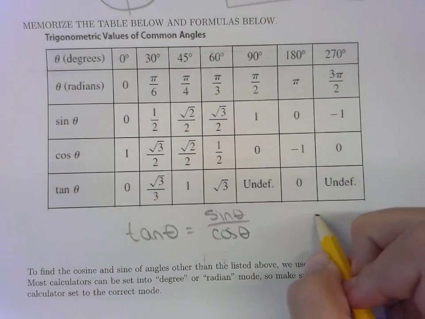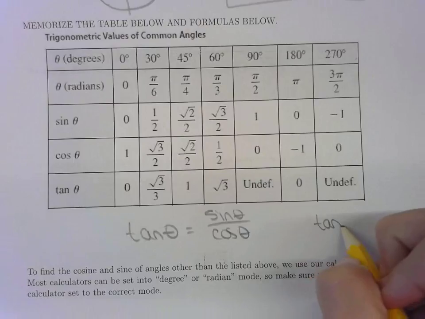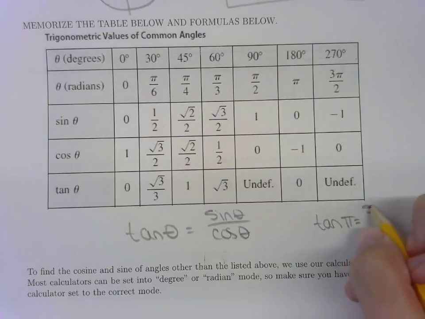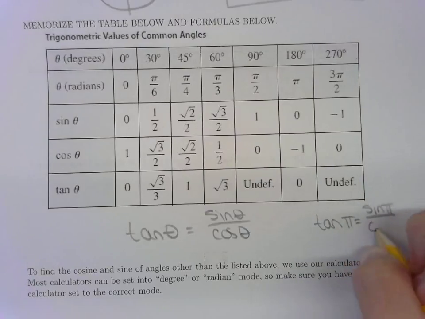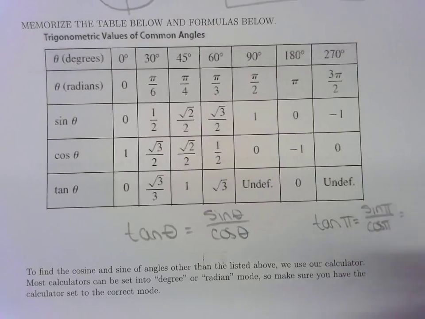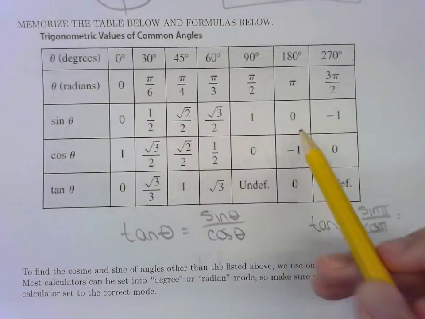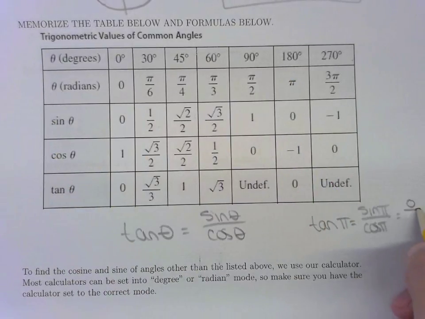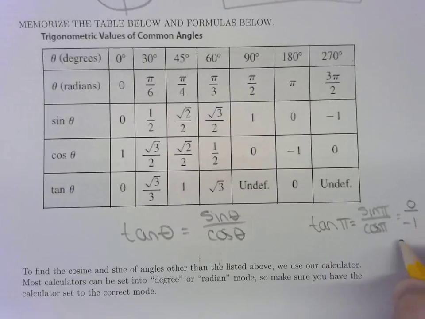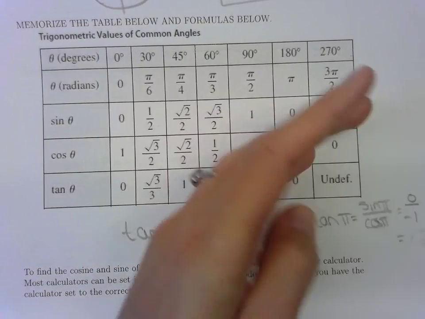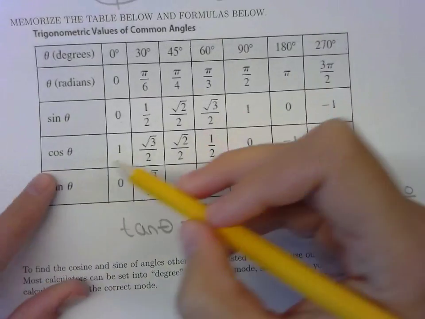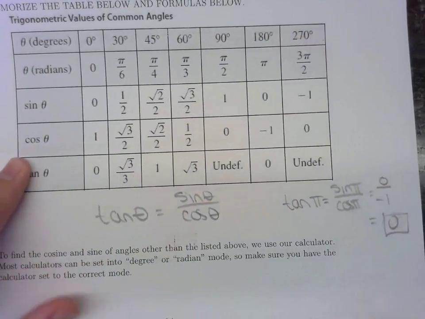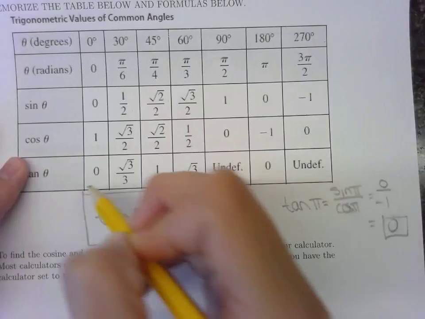Okay, so for example, if you want to know what tangent of, let's just do pi is. You would do sine pi over cosine pi. Sine of pi is 0, cosine pi is negative 1, so tangent of pi would be not negative 1, 0. 0 here, which you can check. Tangent of pi is 0. Which you guys need to memorize too if you haven't already.